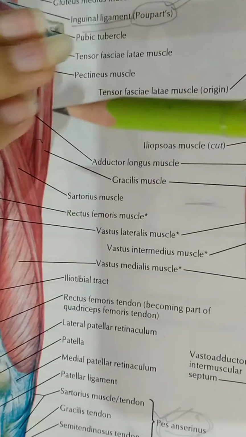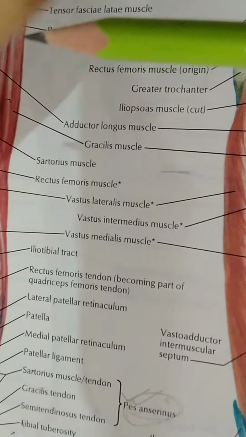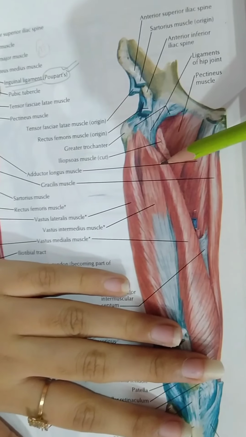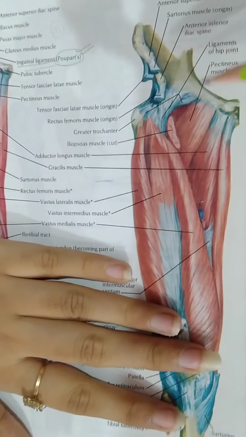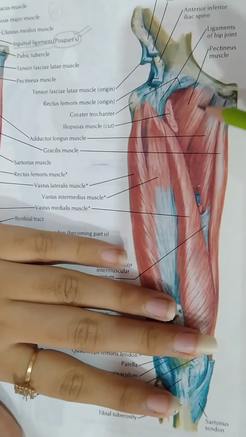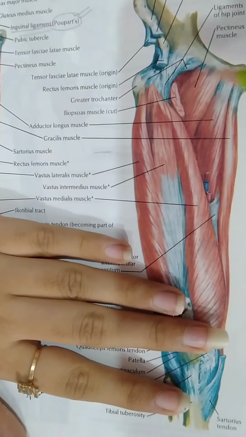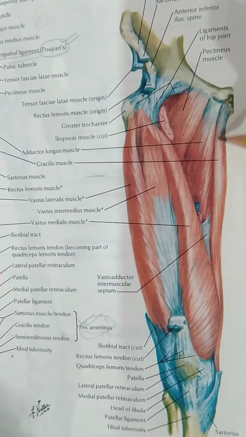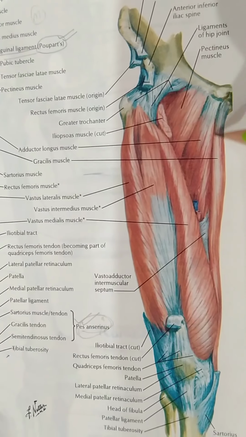And the adductor brevis and magnus are beneath it. So let me show you those two. Here we cut the iliopsoas muscle to see the pectineus muscle whole. This one is the pectineus muscle, this one is the adductor longus muscle, and this one is the gracilis.